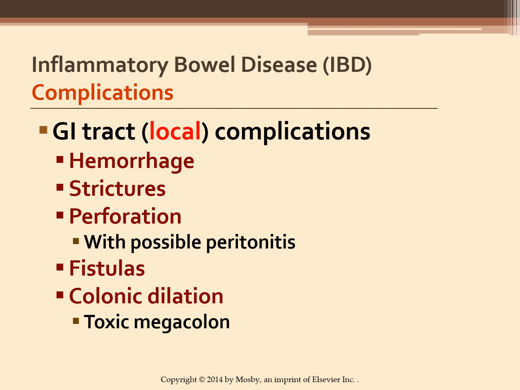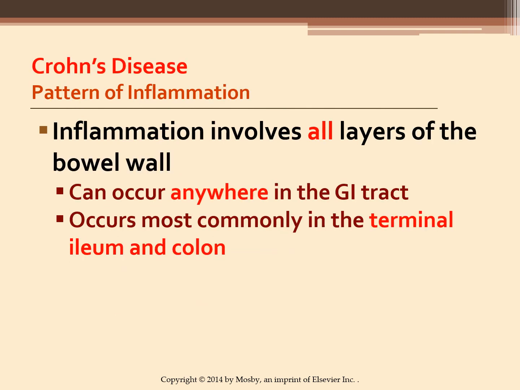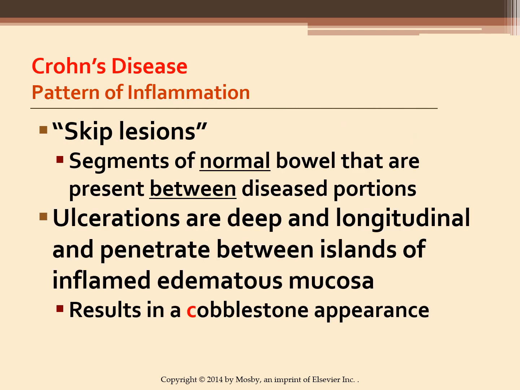So again, Crohn's disease is inflammation that involves all layers of the bowel wall. It can occur anywhere in the GI tract and occurs most commonly in the terminal ileum and colon. The terminal ileum is the distal end of the small intestine right before it connects to the colon. With Crohn's, you can see what we call skip lesions. This is like the picture before, where it's segments of normal bowel, then diseased bowel, then normal, then diseased, so it skips around.